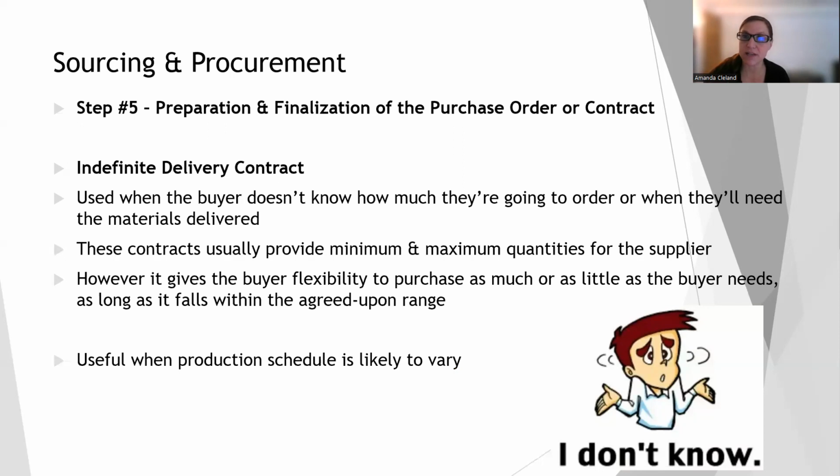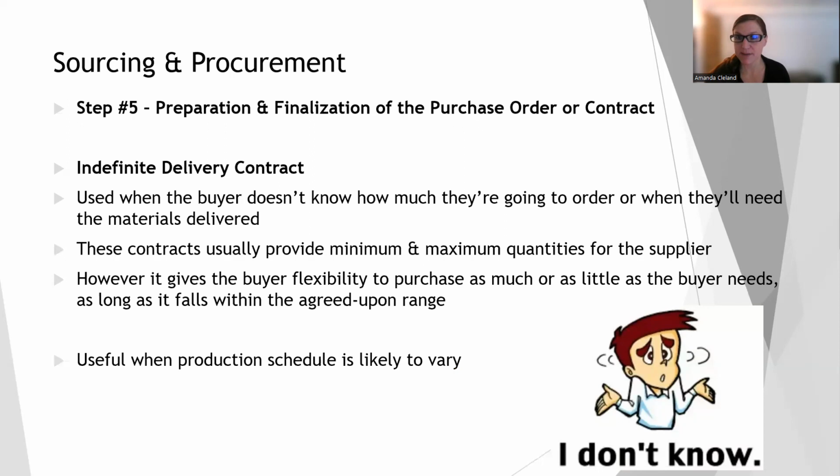And usually these types of contracts provide a minimum, so there's a floor, and a maximum, a ceiling of quantities for suppliers. So perhaps an example of an indefinite delivery contract is the minimum could be, we know that we're going to need to order at least 1,000 tables, but it's not going to be more than 20,000 tables. So there is kind of a window within there, within, let's say, a year.